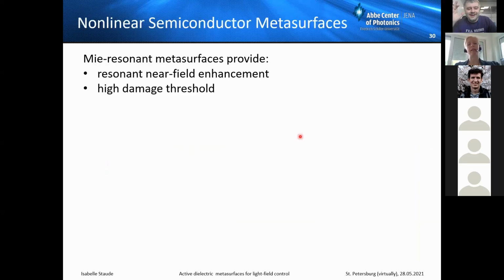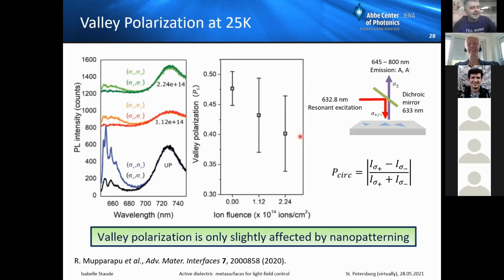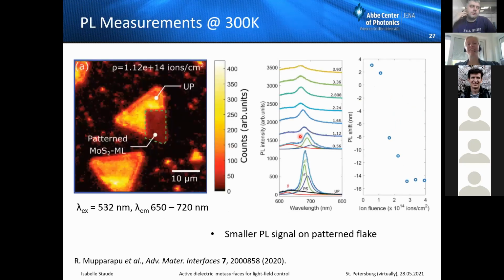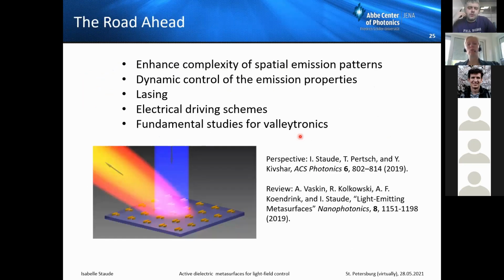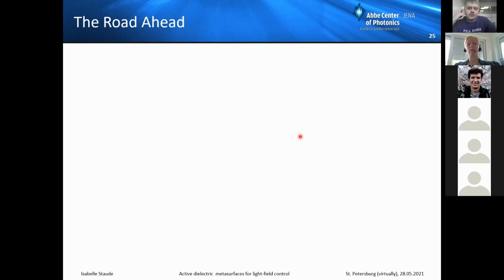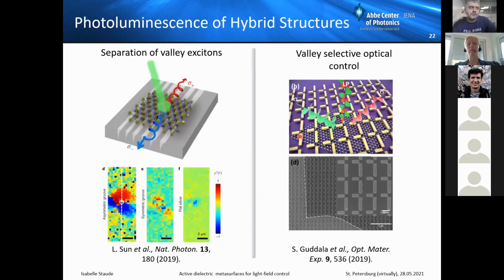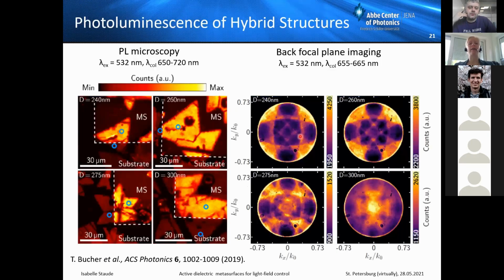Yes, questions? May I ask a couple of questions, please? Of course. So the first one will be regarding the first structure with the MoS2. I'm wondering what was the initial spectrum and how did it change after you transferred this flake on top of your metasurface?